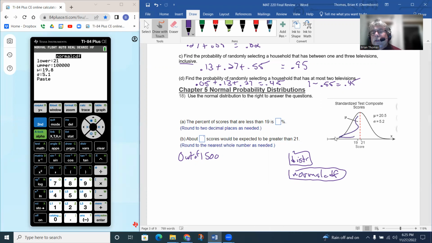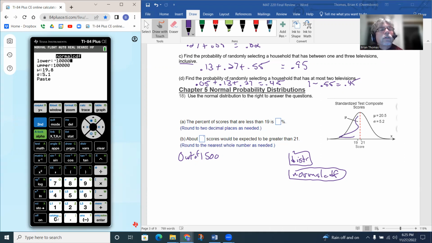Remember, the lower bound is going to be a really small number. We usually use something like negative 10,000 here, that's 4 zeros. The upper bound is going to be the 19. Our mean is going to be the 20.5, and our standard deviation is going to be 5.2. We put that data into the calculator, and it'll do the area of the curve for us, the probability.